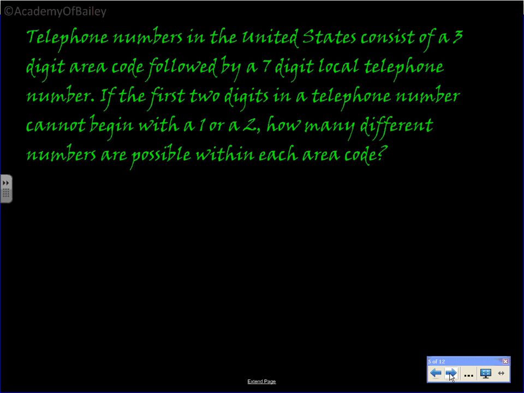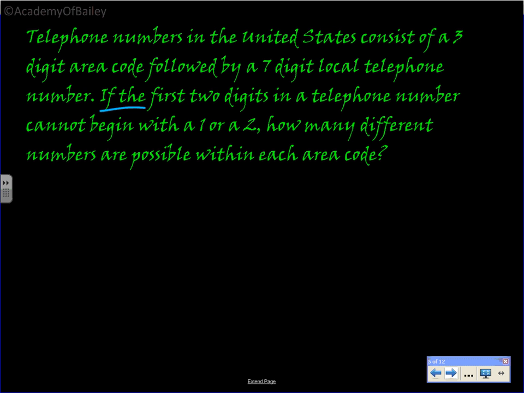All right. Look at the next situation here. It says telephone numbers in the United States consist of a 3-digit area code followed by a 7-digit local telephone number. If the first 2 digits in a telephone number cannot begin with a 1 or a 2, how many different numbers are possible within each area code?